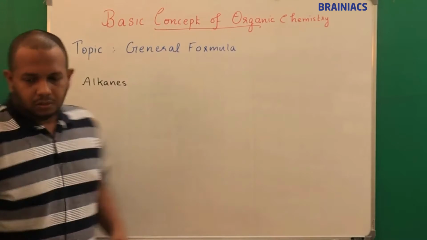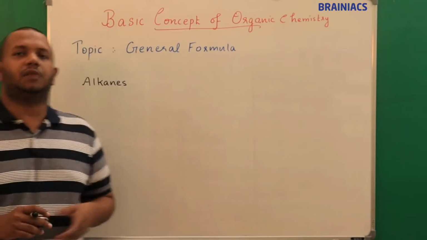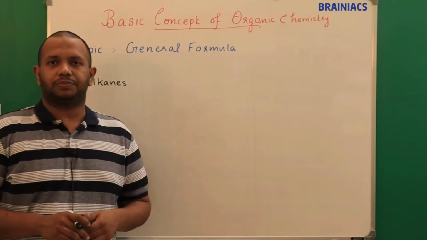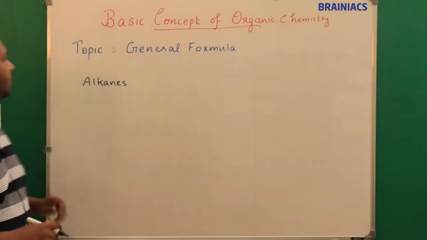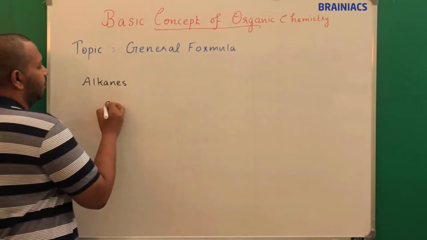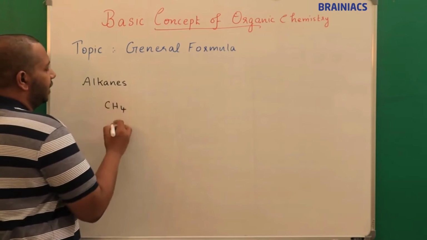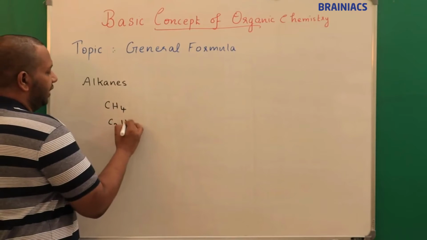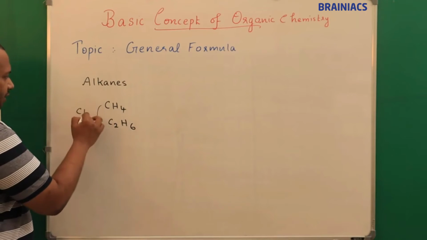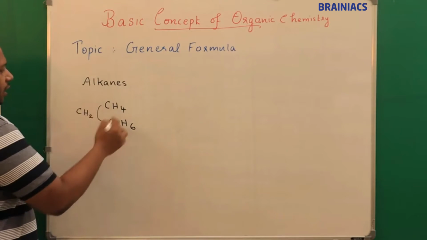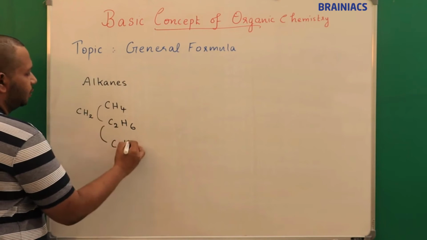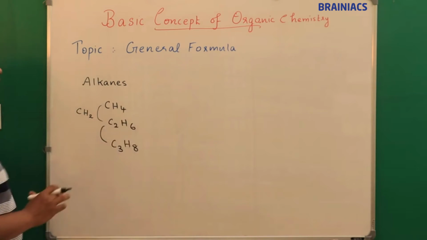So as discussed, we will see the general formula of various organic compounds. First in the list is alkanes. A simple example we know is methane, CH4. Then the next one, ethane. You can see that they differ by a successive unit of CH2. If you add one more CH2 here, this becomes C3 and this becomes H8. So this is the trend.